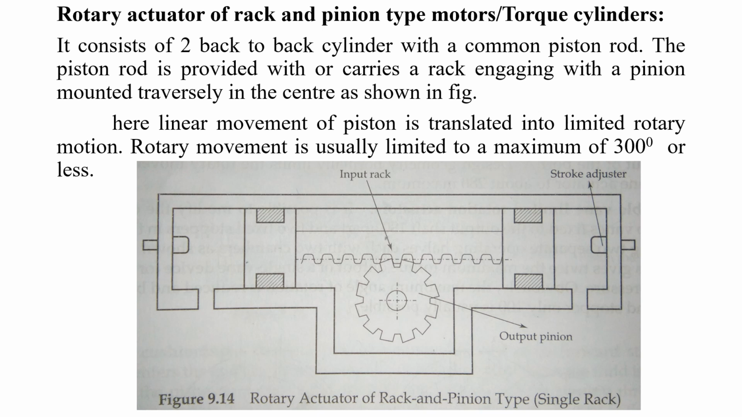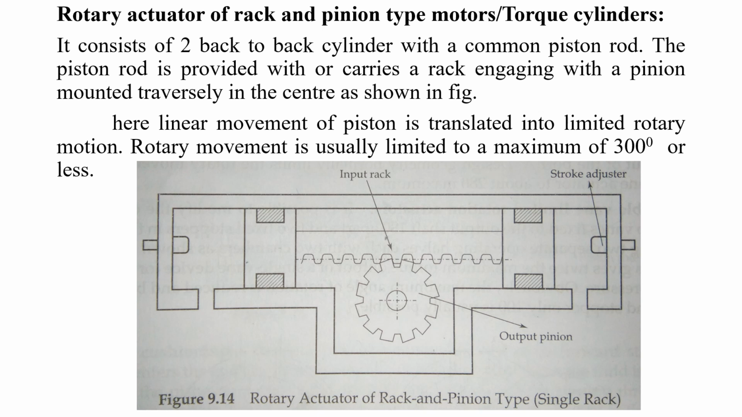Next we have the rotary actuator of rack and pinion type. See here, it consists of two back to back cylinders with a common piston rod. These two pistons are connected with a common piston rod. The piston rod is provided with a rack, which engages with a pinion mounted transversely in the center, so the pinion will be the output and the rack will be the input.